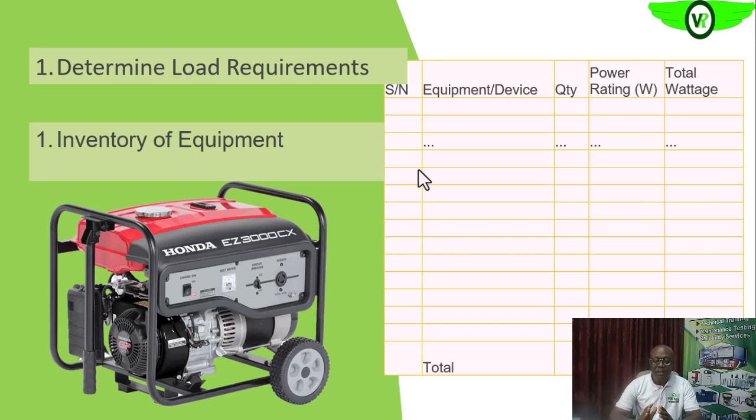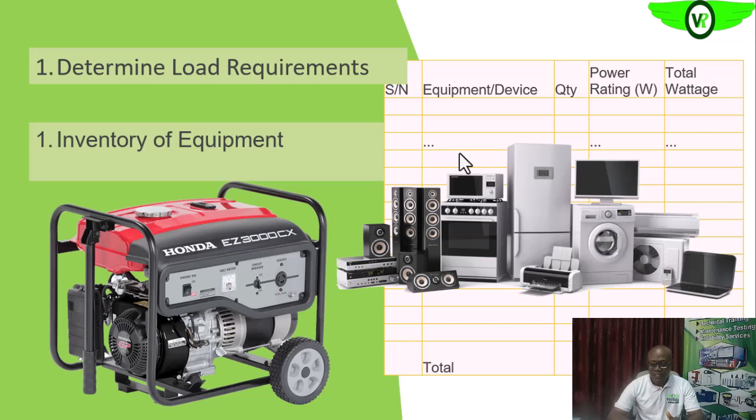Once you develop that list, that is called the inventory of equipment that you want to power with the generator. So that is the first thing that you need to do: list the equipment or the devices that you want to power with the generator. If it is your home devices, you list them: your gas cooker, the ones that have heater, your refrigerator, your television, laptop, air conditioners, printers, and what have you. You list all of them under this column.